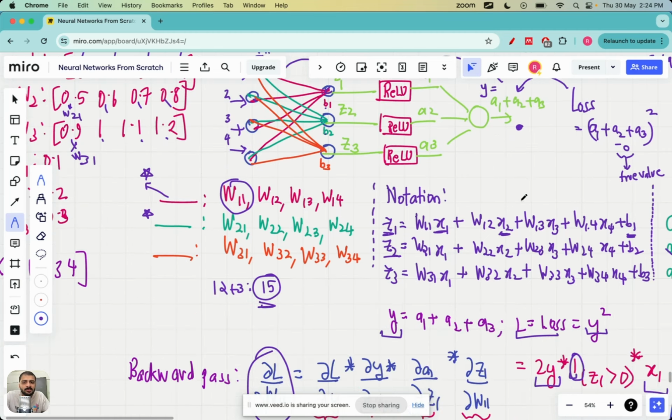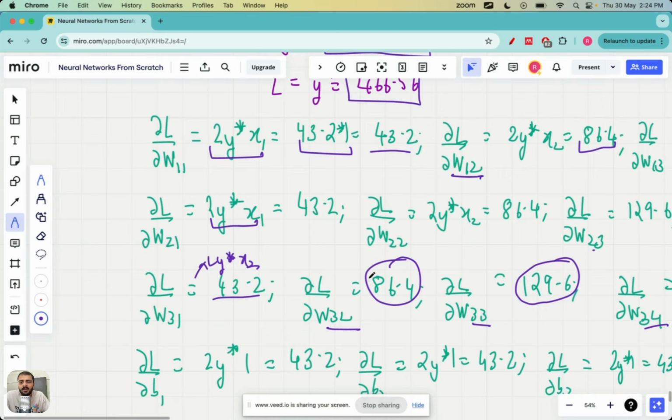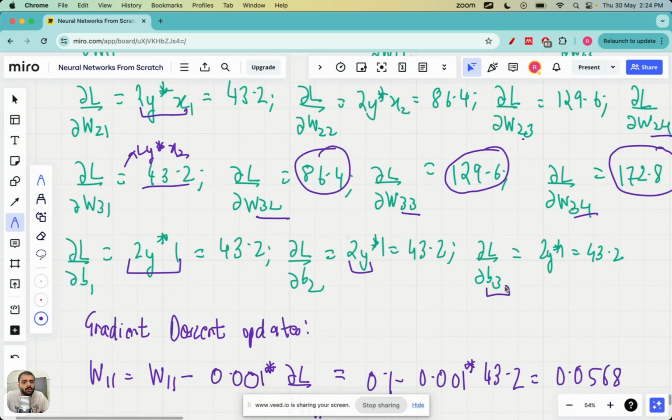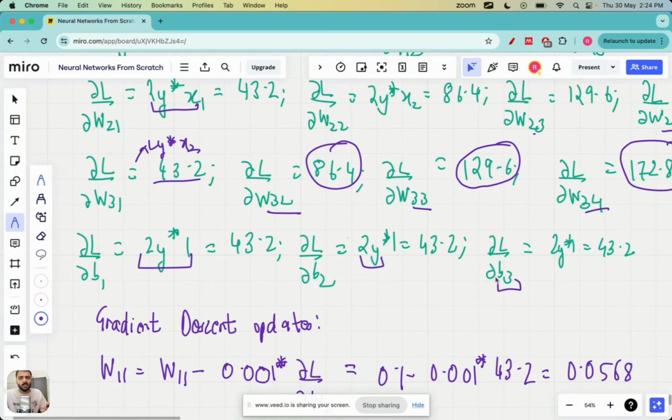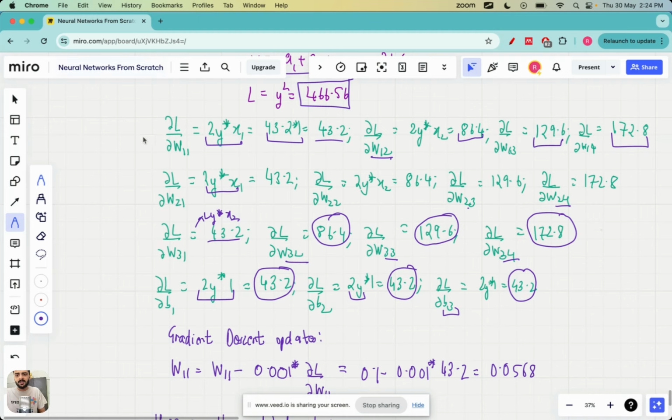So the only thing which will survive is 2y into the partial derivative of y with respect to a1, which is anyway 1. So it turns out the partial derivative of L with respect to B1 is 2y, of L with respect to B2 is 2y, of L with respect to B3 is 2y. So the partial derivative of loss with respect to all the bias terms is equal, and that's given by 43.2.